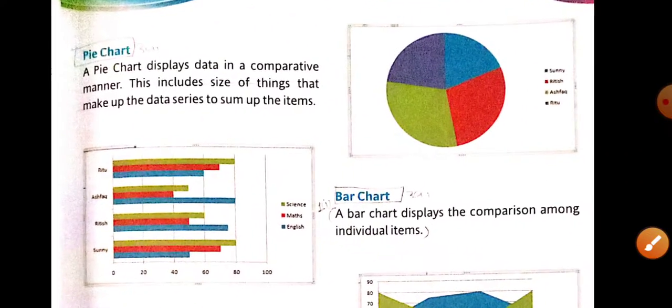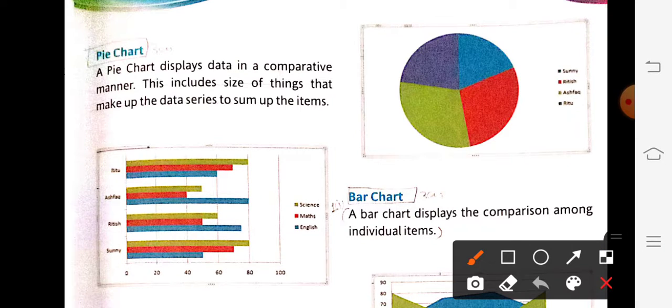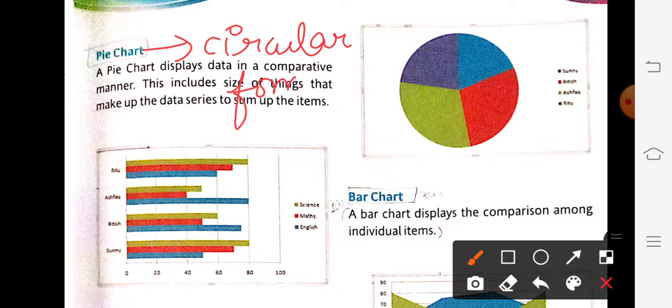Now next is your pie chart. A pie chart displays data in a comparative manner. This includes size of things that make up the data series to sum up the items. Means what? Pie chart में remember one thing, pie chart that is represented in which form? In circle form. Means in circular form we will make the pie chart. ठीक है, और मेनली इसमें हम क्या करते हैं, we will show a particular portion that is occupied by a category.